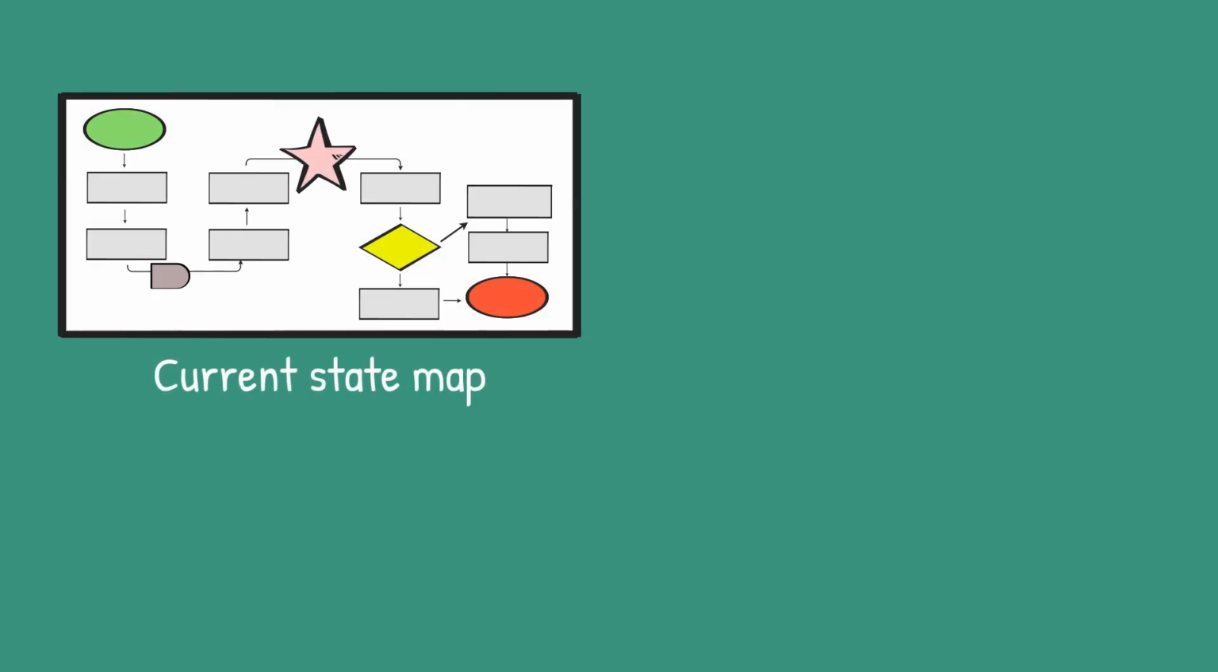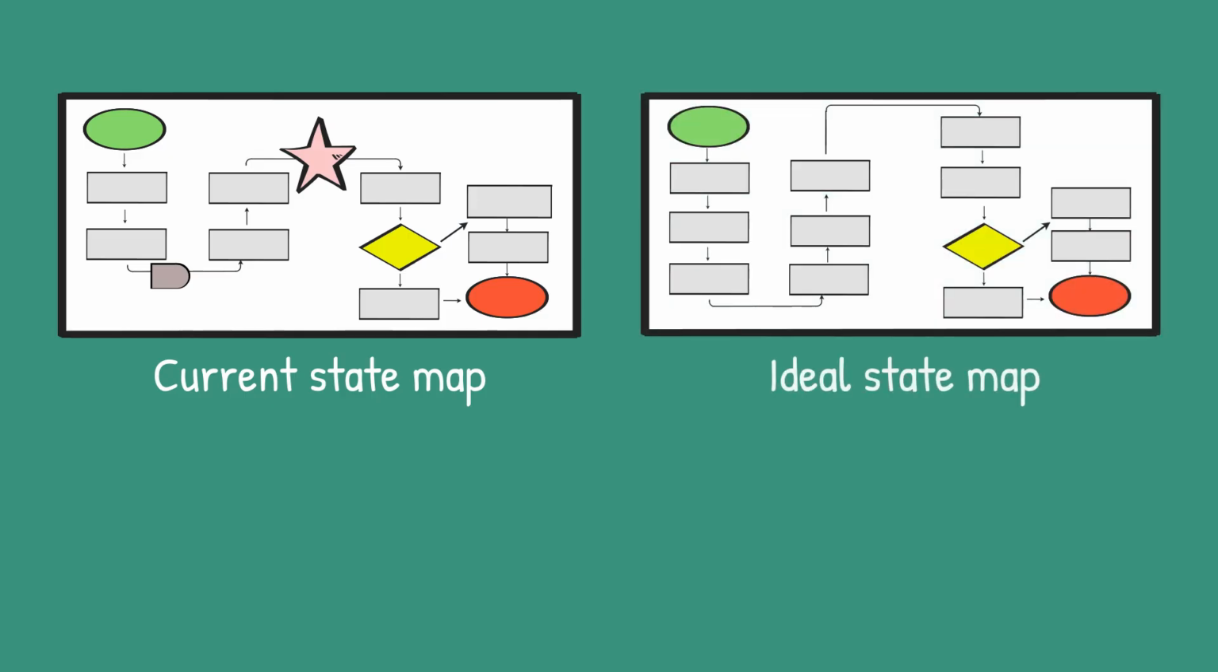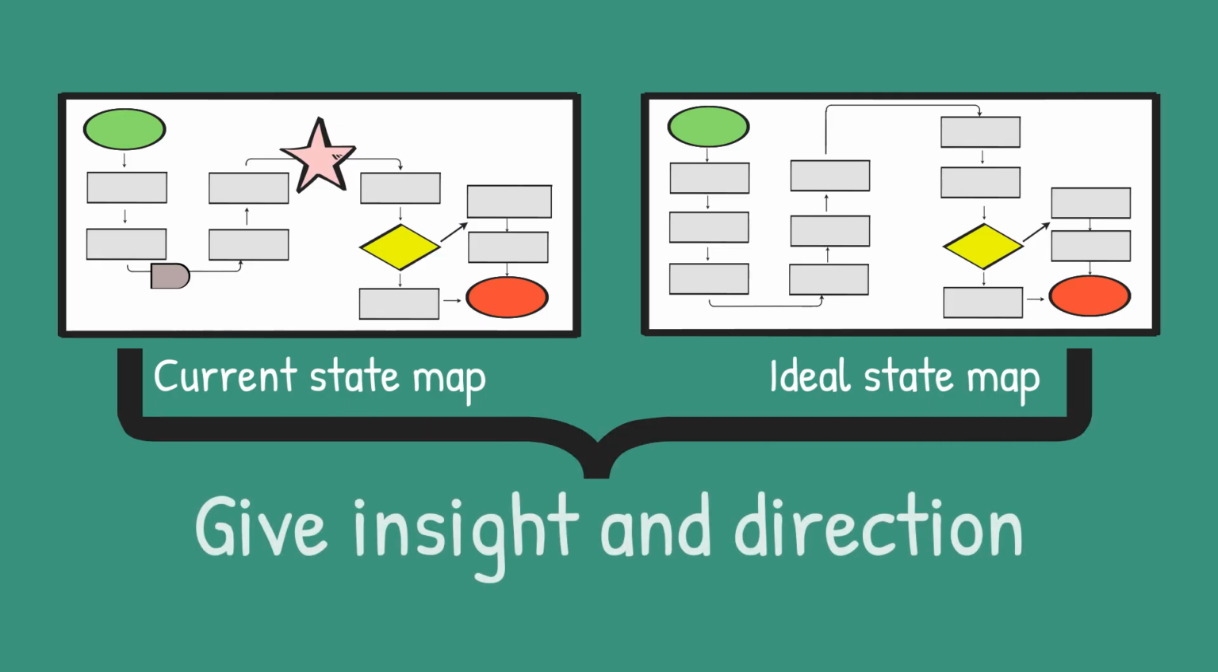To recap, a current state map helps you understand what's happening now. An ideal state map helps your team envision a better way forward. Together, they give you the insight and direction to make meaningful, lasting improvements.